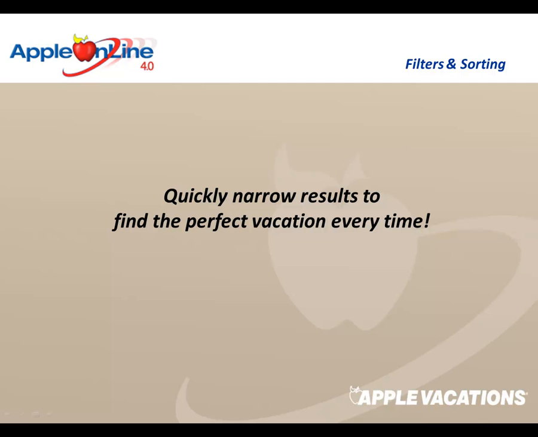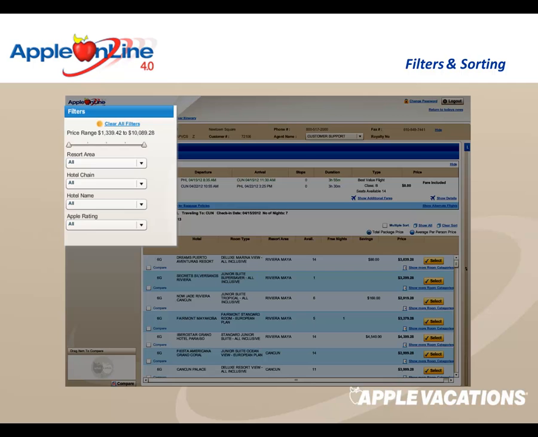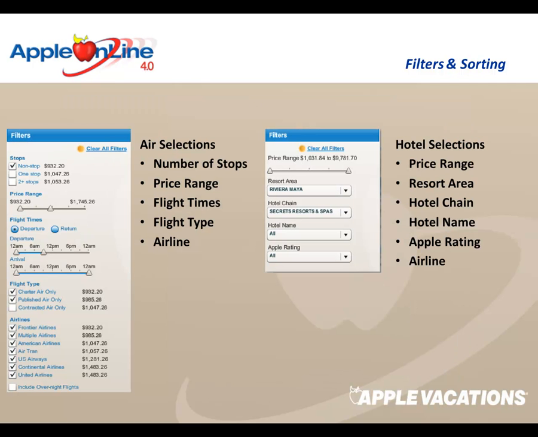Some of the best features of the new Apple OnLine are the amazing filter and sort options designed to return you with exactly what you want when you want it, and even speed up the booking process. Let's start first with filters. Filters appear throughout the shopping process and are located on the left side of the shopping frame. Being dynamic, they will adjust whether you are shopping for air or hotel.